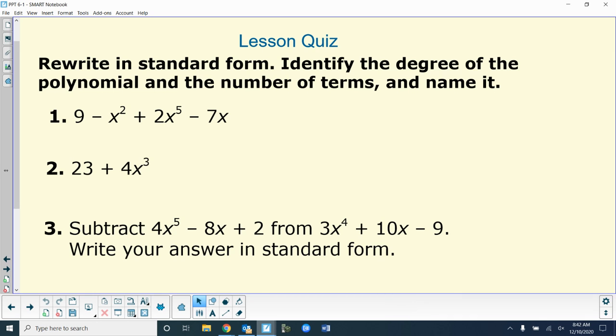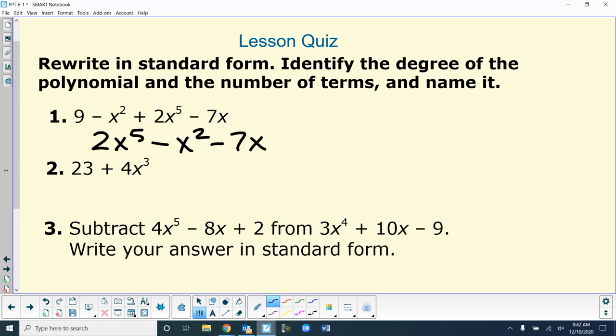Okay. So, what's the correct order, Kennedy? 2x to the fifth plus x minus x squared minus plus 9. Very good. Nice. Okay, so what's the degree? Sydney? 5, right? 5th degree.